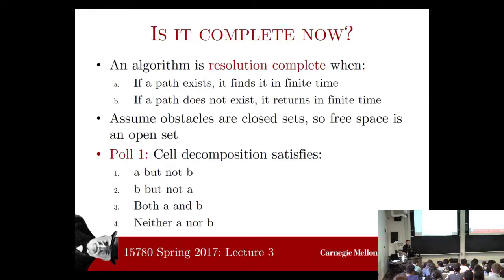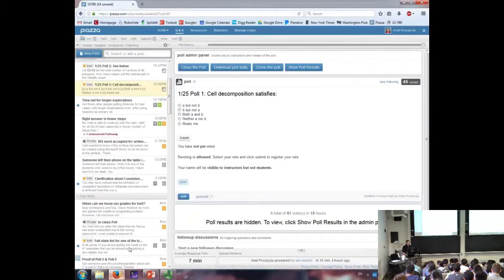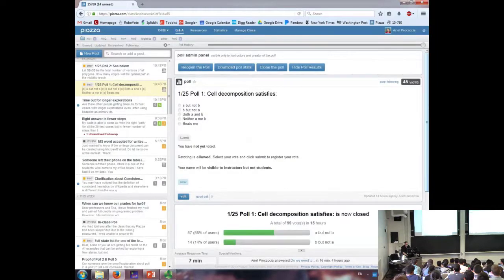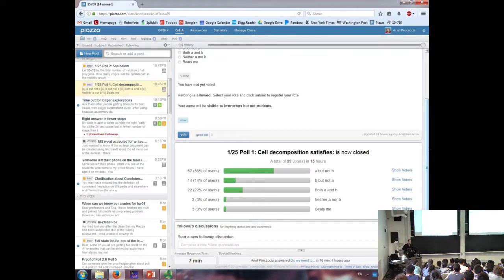Ten more seconds. Okay. Great, so we have a really nice majority for the right answer, which is A but not B. So let's try to think about this a bit. Why is it true?